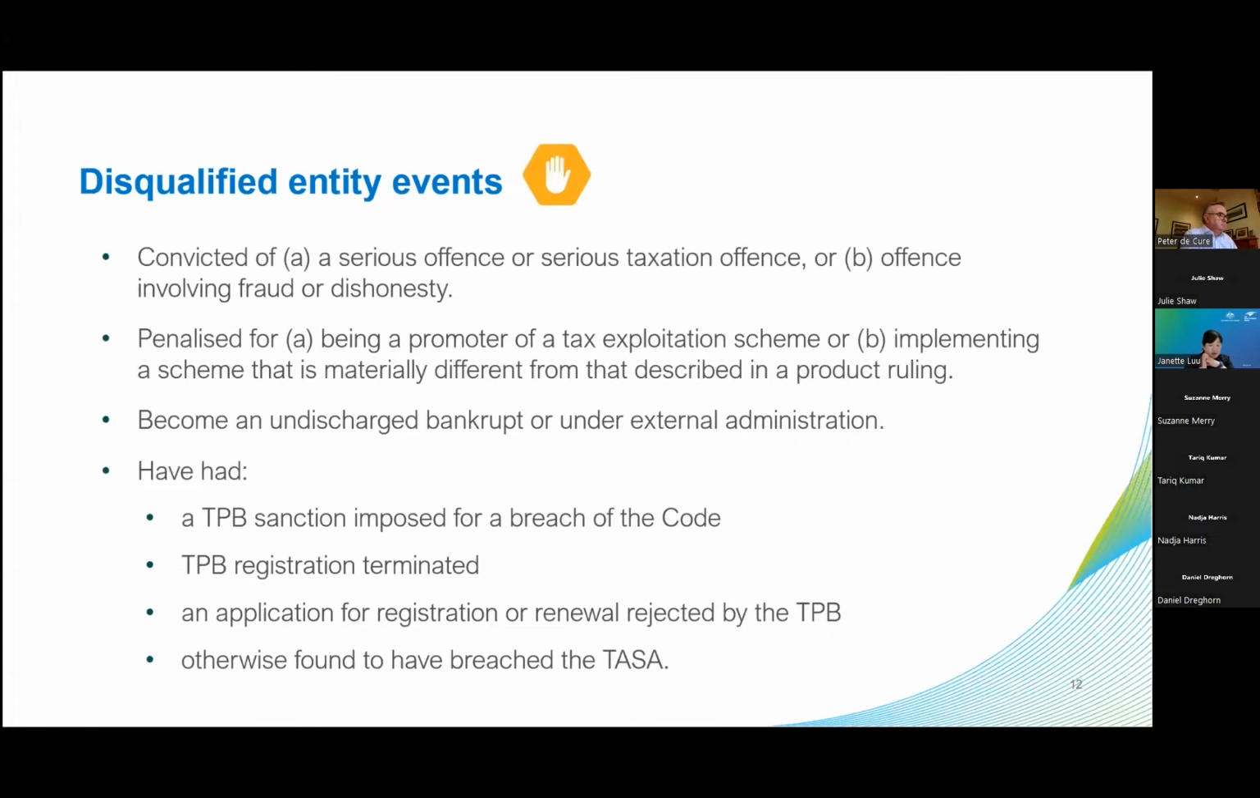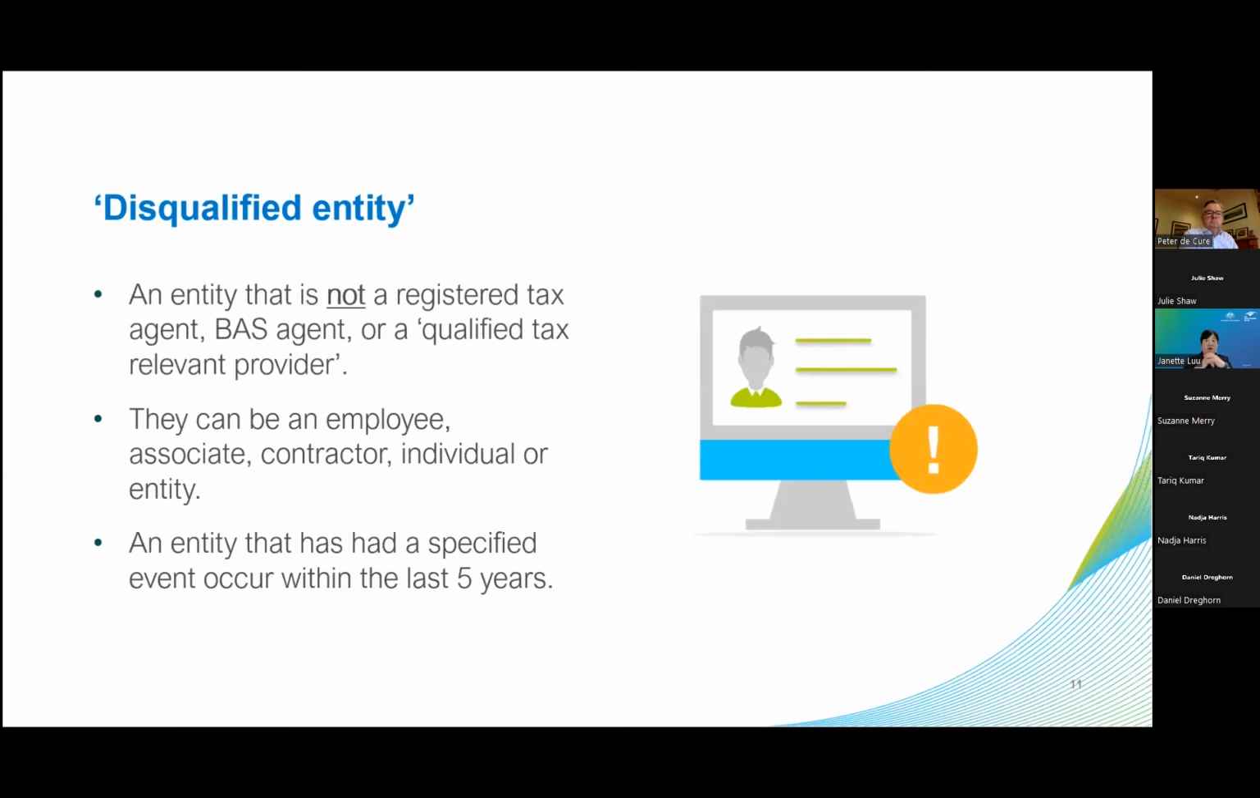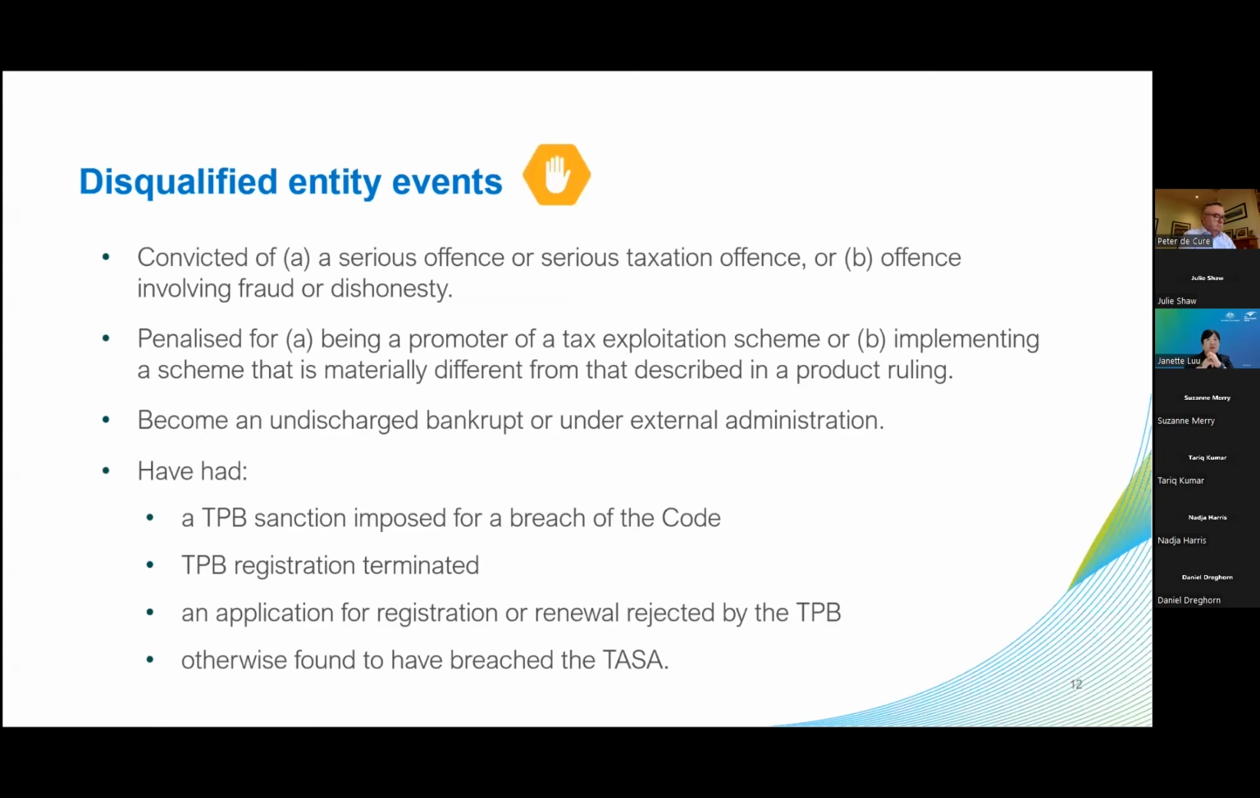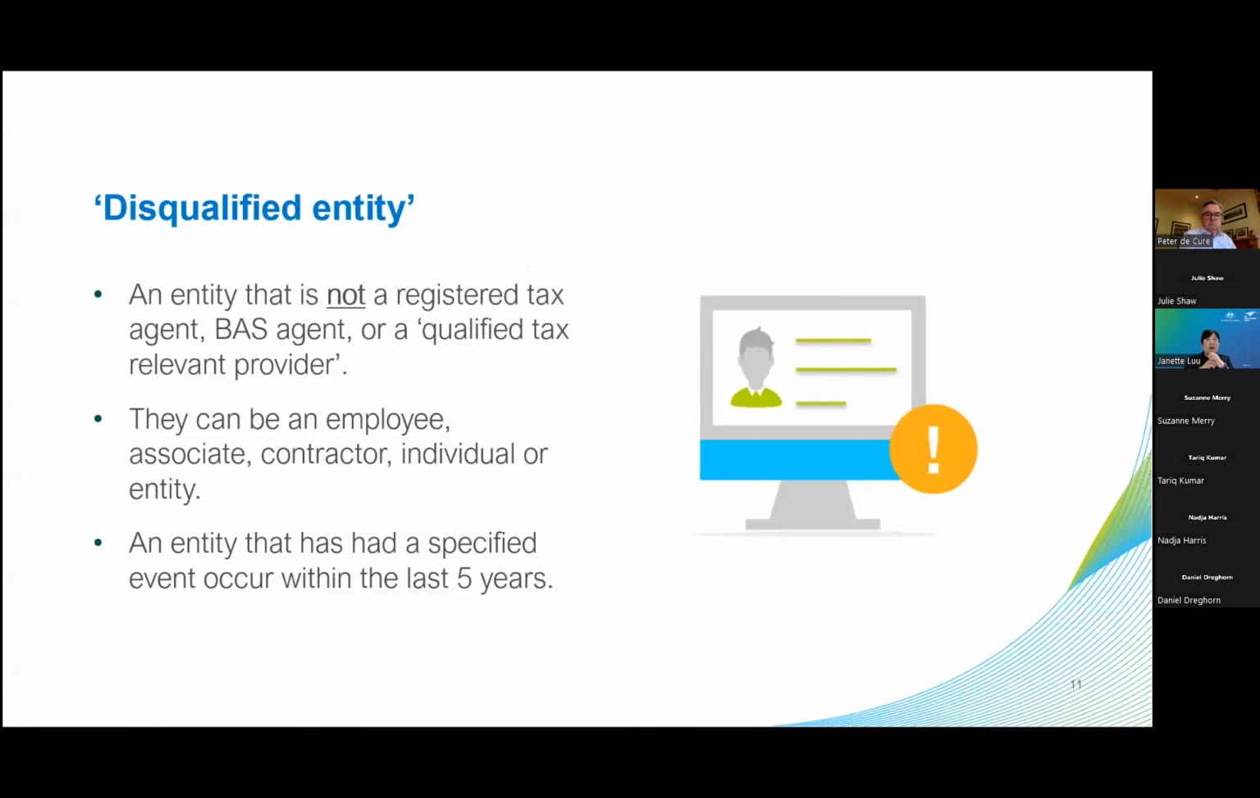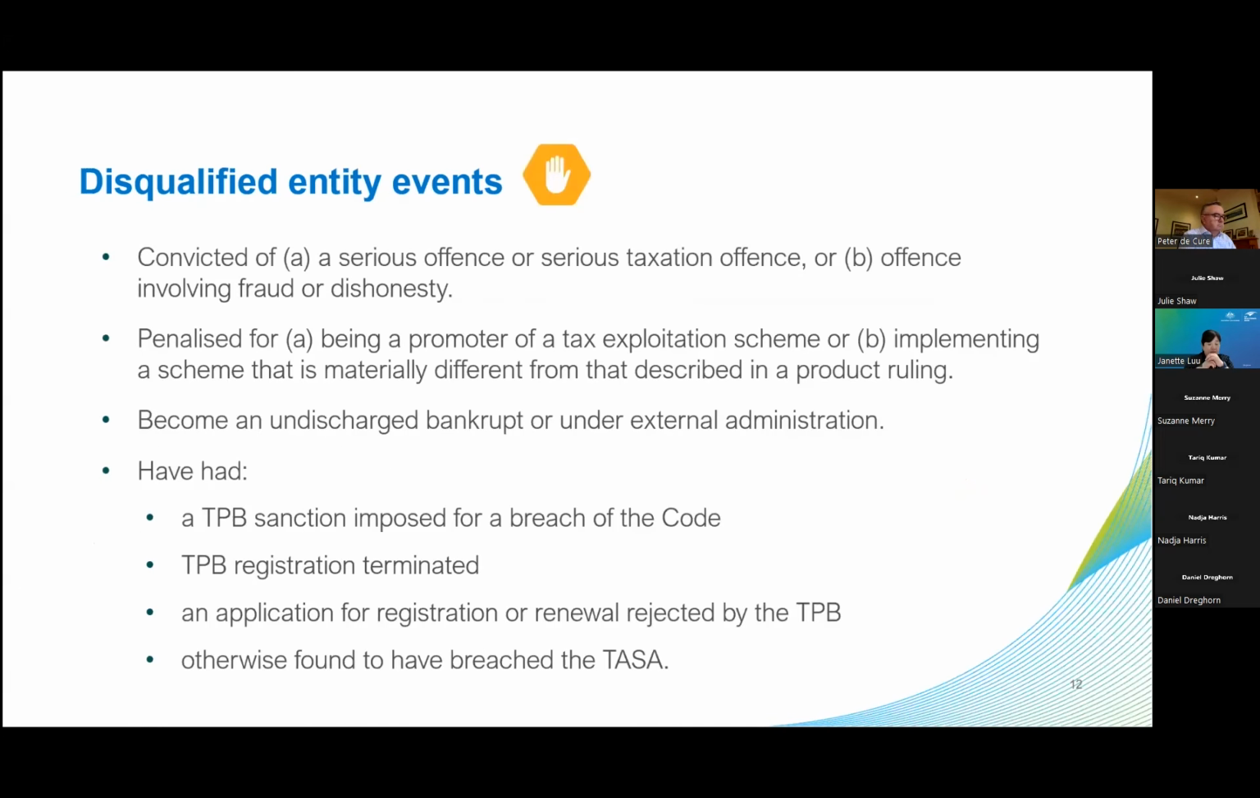So these are the disqualified entity events that it's worthwhile going through and having a look at. Essentially, if an individual or an entity or a contractor meets one of these disqualified entity events in the last 5 years, they will be considered to be a disqualified entity for our purposes under the Tax Agent Services Act. Now, a lot of these concepts should not be new. You're probably subject to many of these when you look at whether or not you're a fit and proper person.